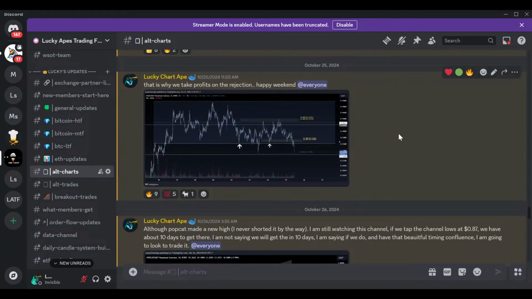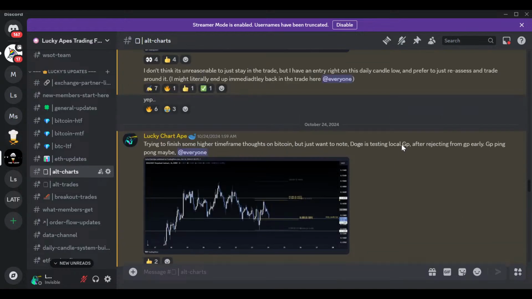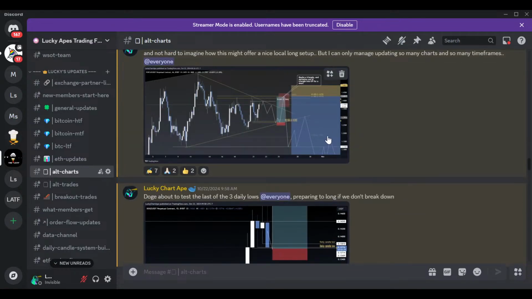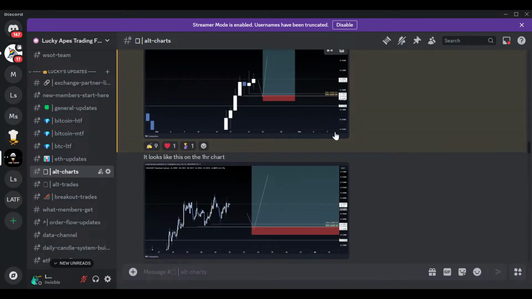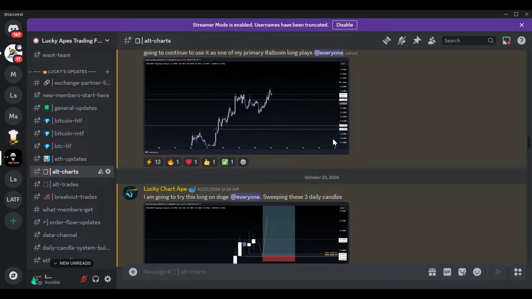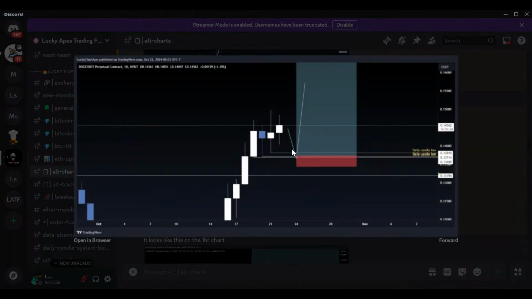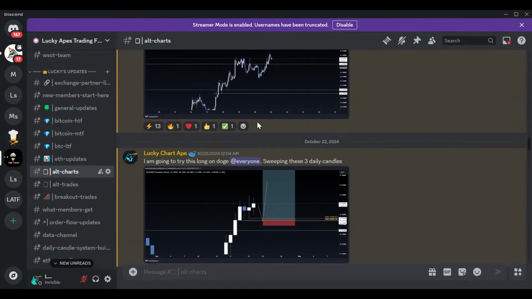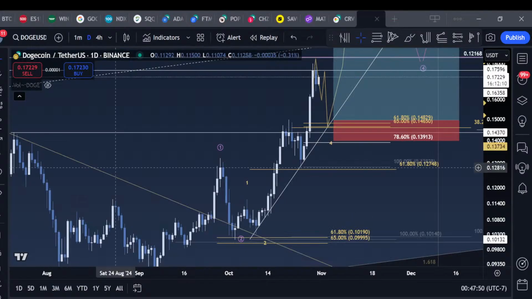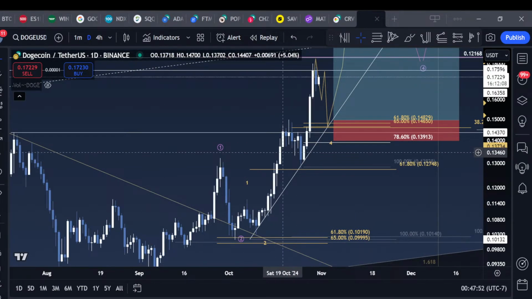All right, going to Doge. So what I was showing here is that I want to take longs on Doge. This is a while ago here on the daily chart. And so I'm going to explain some of the longs I'm still interested in on Doge. I want to take longs for the next leg up as a sweep of the daily candle lows here.